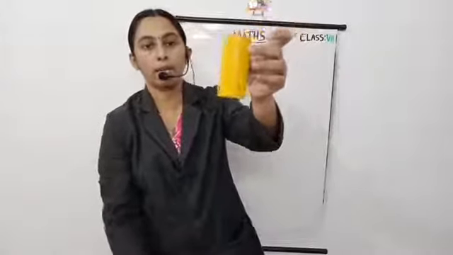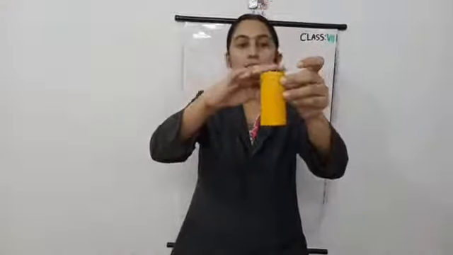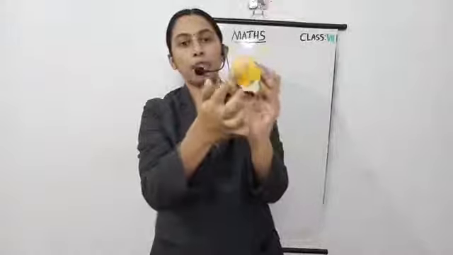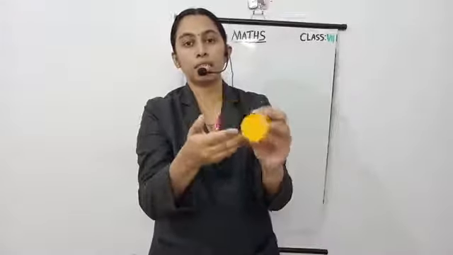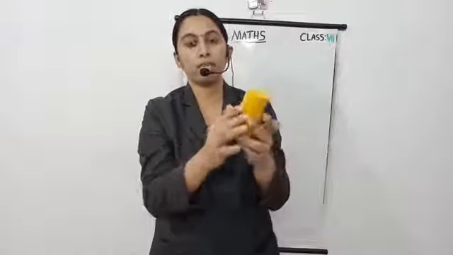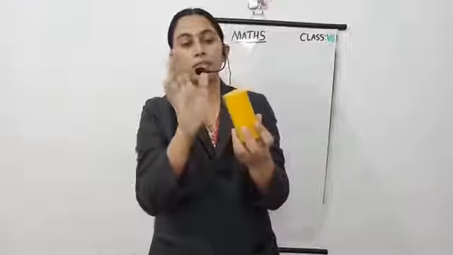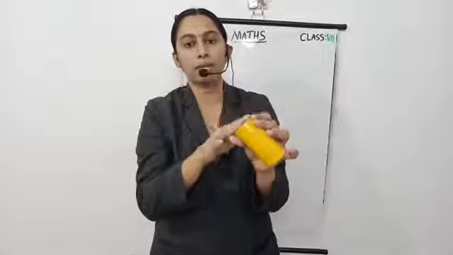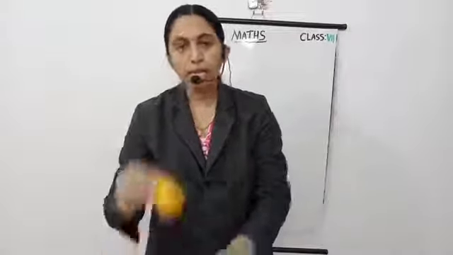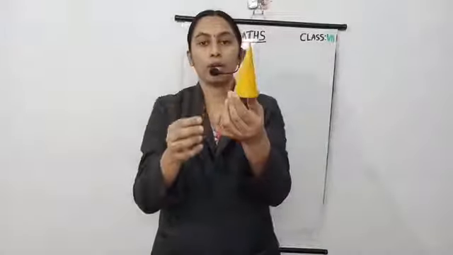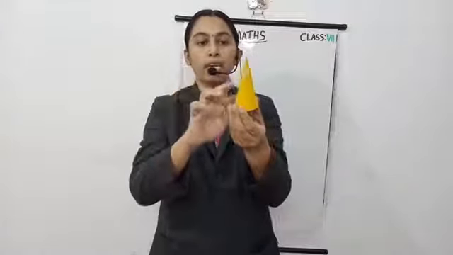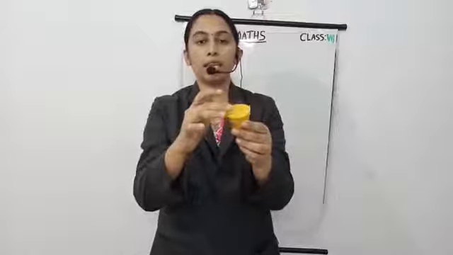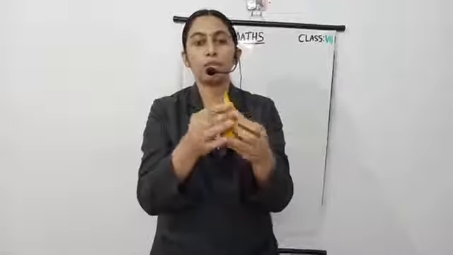What is the speciality of a cylinder? Both these two sides are in the shape of a circle and this surface is a curved surface. This surface is known as a curved surface. This is a circle face. This is also a circle face. Another is a cone. Example: birthday cone, ice cream cone, like that. This base is a circle and this is also a curved face.